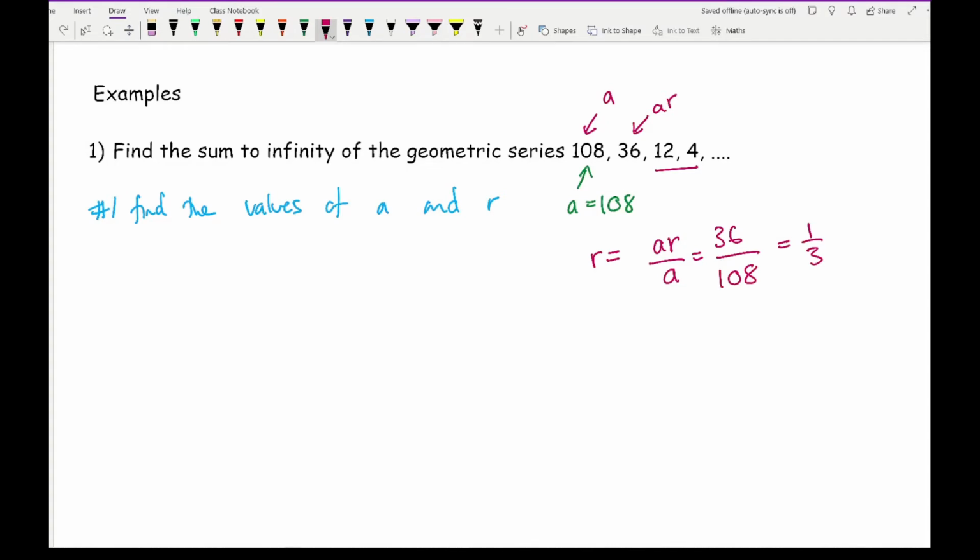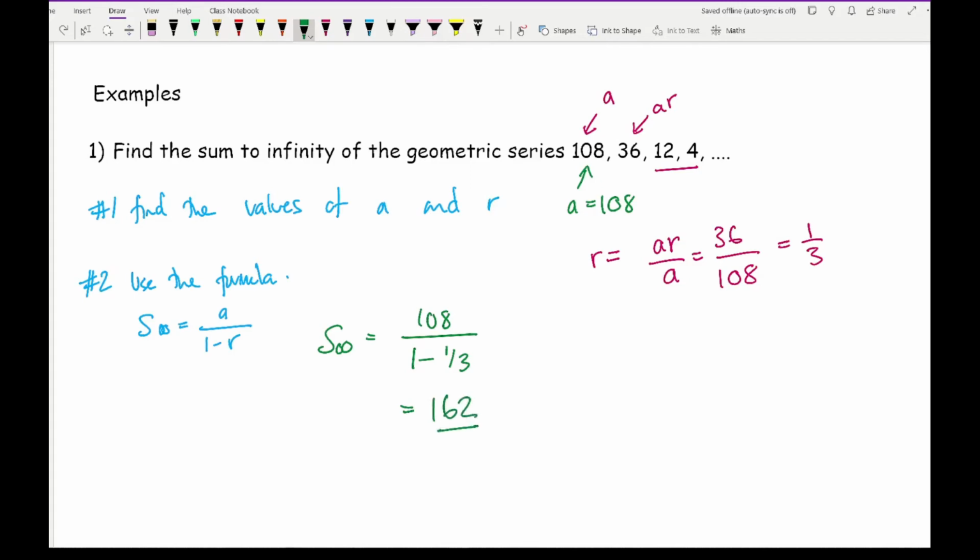So from this, for step 2, I can then use the formula. The sum to infinity is a over 1 minus r. Substituting those numbers in, I get the sum to infinity equals 108 over 1 minus a third. And if I simply stick that into my calculator, I get an answer of 162.